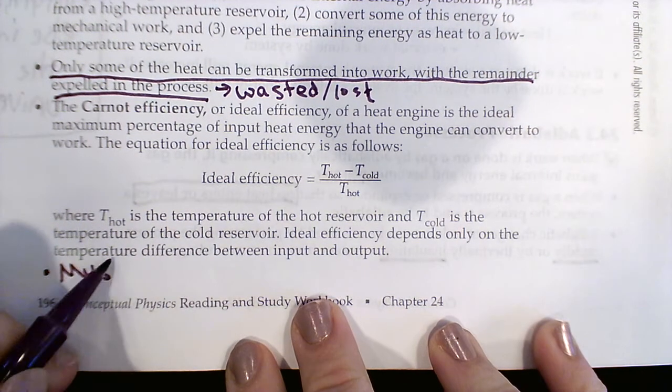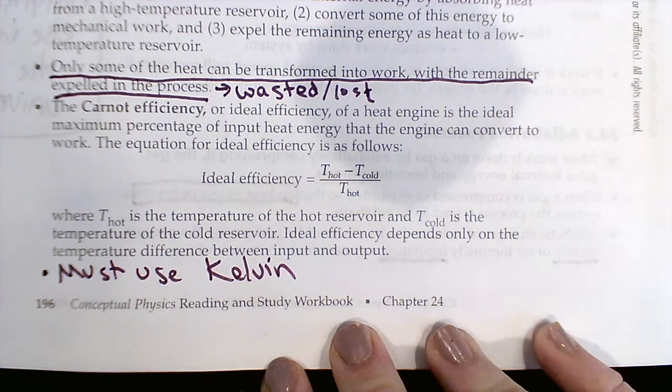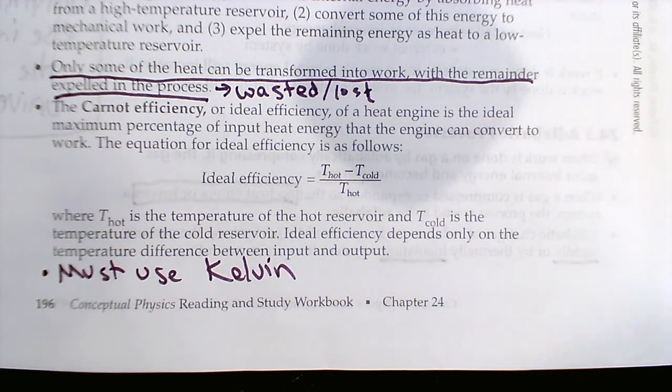Must use Kelvin. We have to use our absolute scale so that 0 actually would mean 0. Doubling actually means double the thermal energy, right? And that's really the main idea.